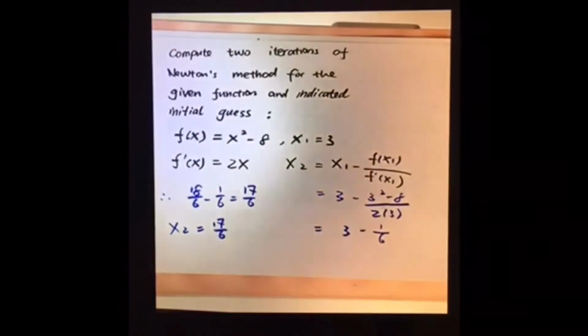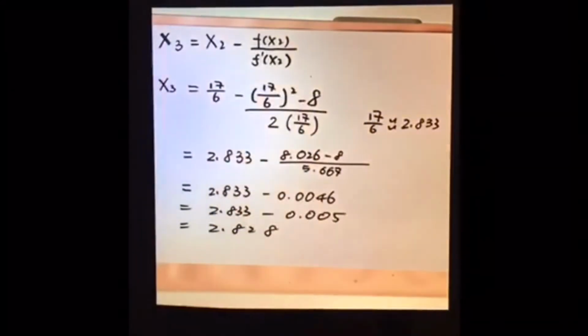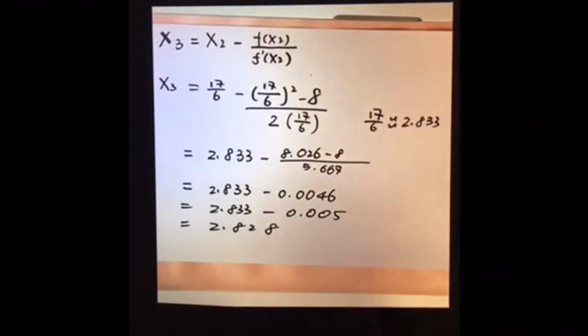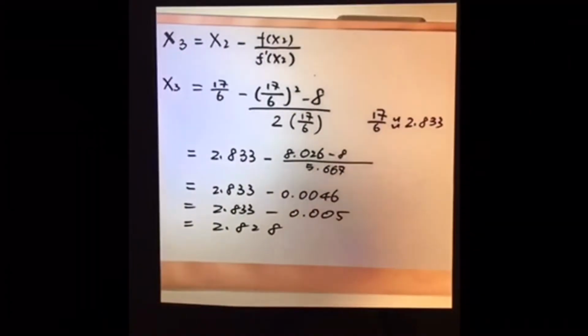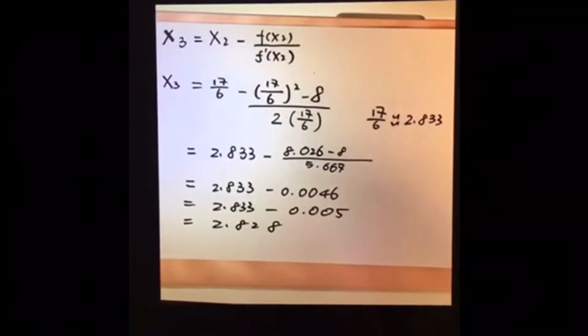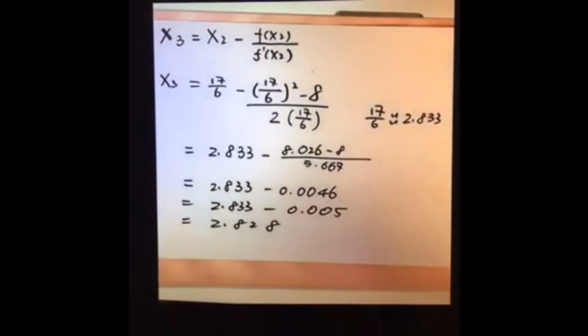That was one iteration. We're just going to go back and do this over again. After all this work is done, we get 2.828. So we've done our two iterations and we got our third guess. Let's check to see how close the guess is.